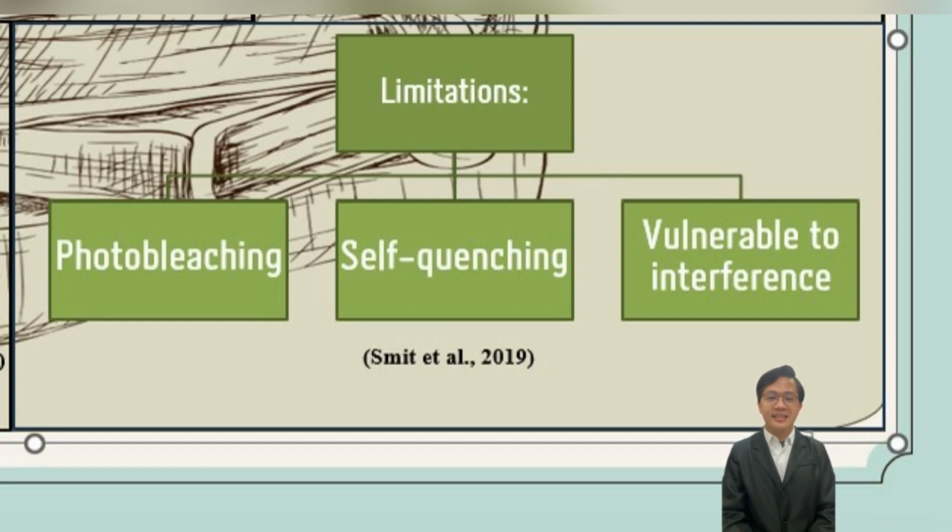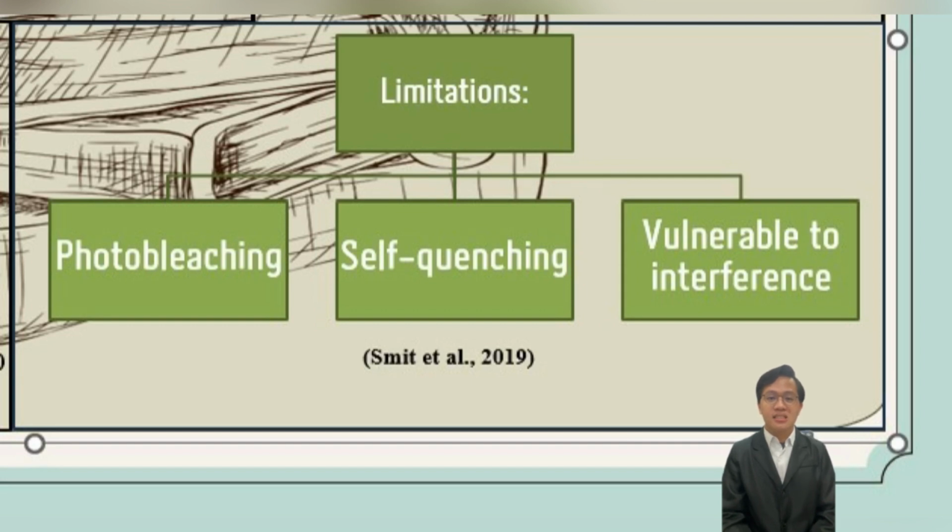Photobleaching is a major limitation of DCVJ. Photobleaching refers to the irreversible loss of fluorescence when the molecule is exposed to light for an extended period. This phenomenon can significantly impact the accuracy and reliability of fluorescent measurements, especially in long-term experiments.